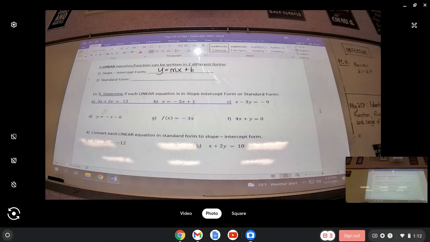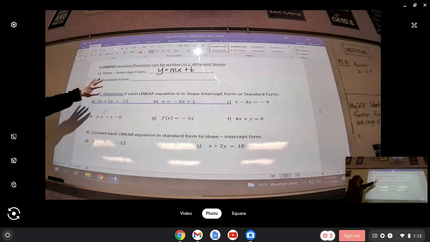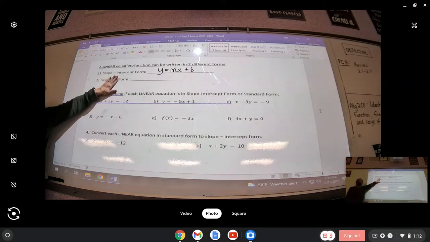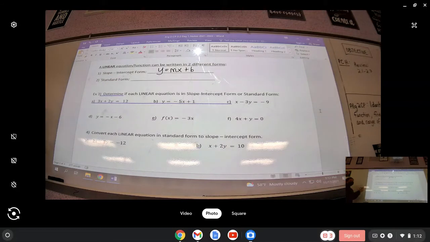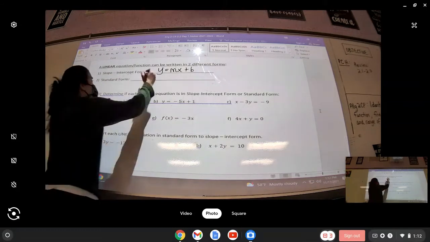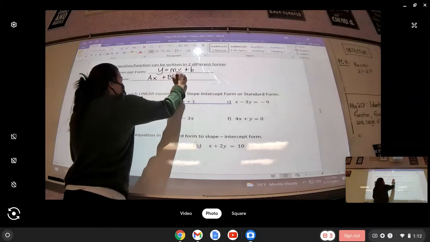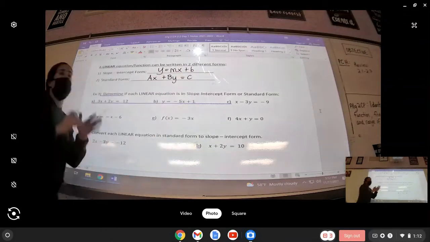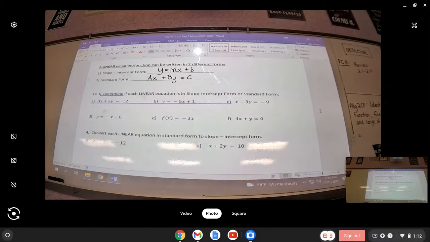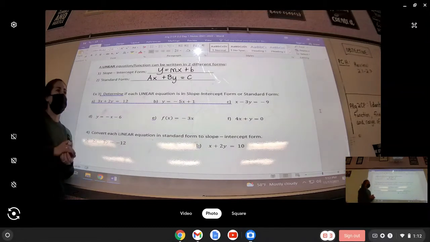If they don't give you a linear equation in slope-intercept form, then they're going to give it to you in what we call standard form. And standard form is going to look just like the warm-up, where x and y are on one side, and it equals a number. So we call that ax plus by equals c, where a, b, and c represent numbers, constants. X and y are on one side, and a number's on the other.